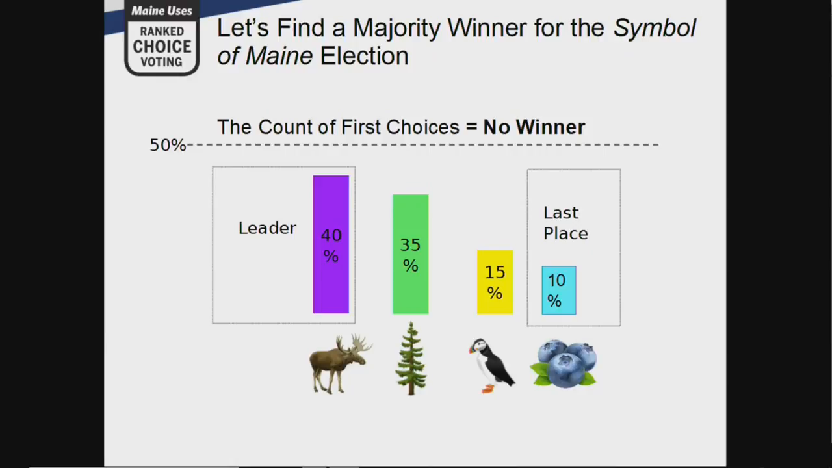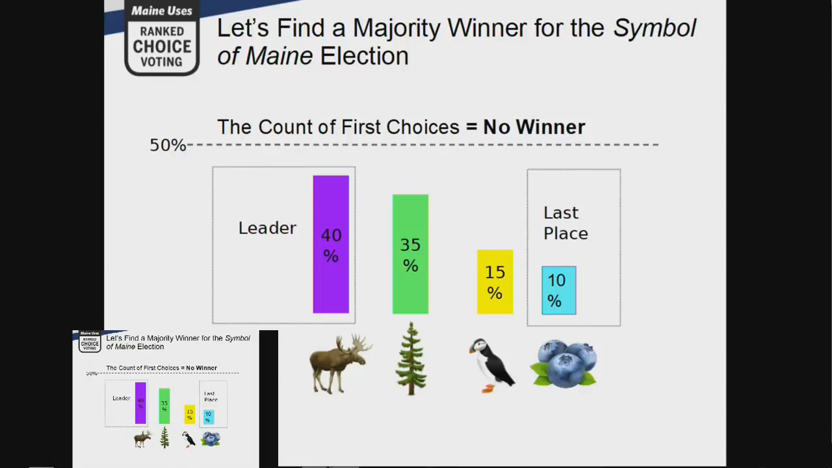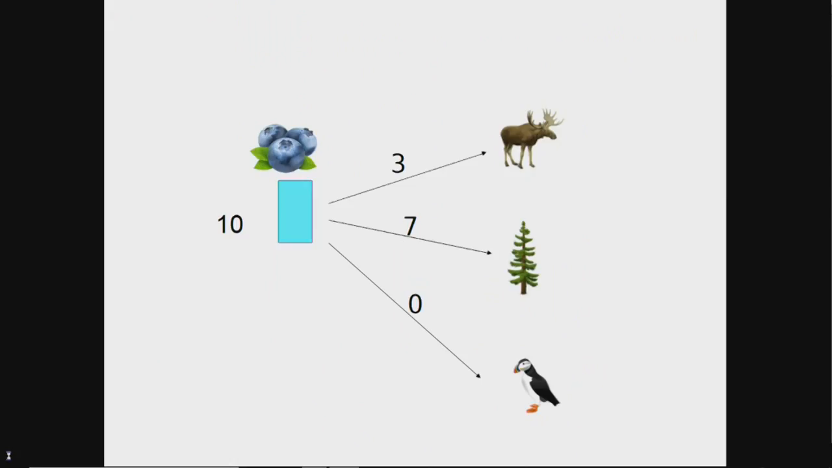So now we have to go to a second round because there's no winner. The last place candidate is going to be eliminated, and the ballots that were cast for the last place candidate are now going to move to other candidates. So if we go to the next slide. We have to look at those ballots and find out who Blueberry supporters specified as their second choices. Who do they want their votes to go to if their first choice was eliminated? So 3 of them said Moose, 7 of them said Pine Tree, and 0 cast second choice votes for Puffin.